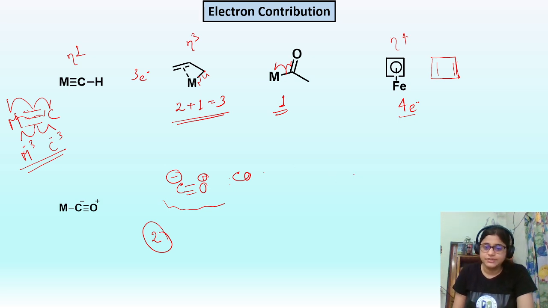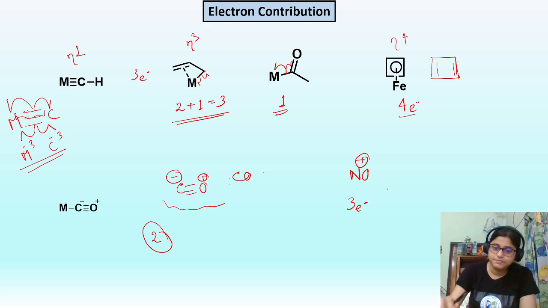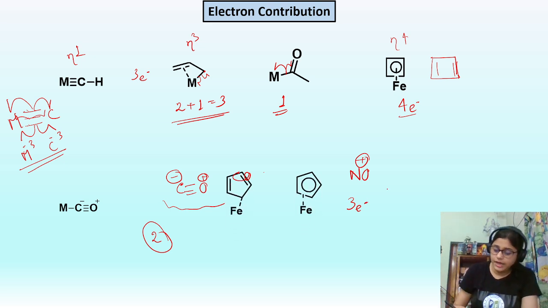And for the case of NO plus, you have to remember that one also. For NO plus, I will talk about it in a later slide also. It will be 3 electrons. Okay. These examples are there.